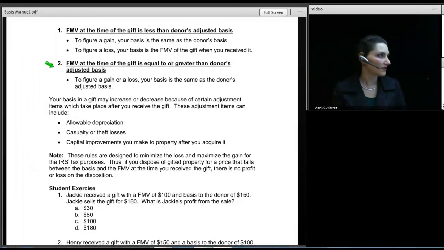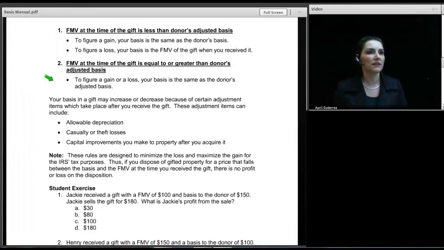You've acquired a house, maybe you're a mom, and you've had this house for several years and you decide to give it to your kid, and you paid $60,000 for that house and now it's worth $200,000. That would be an example of a gift where the value is higher at the time of the gift than when you bought it. So what do we use for basis? Well, to figure a gain or a loss, your basis will be the same as the donor's adjusted basis.